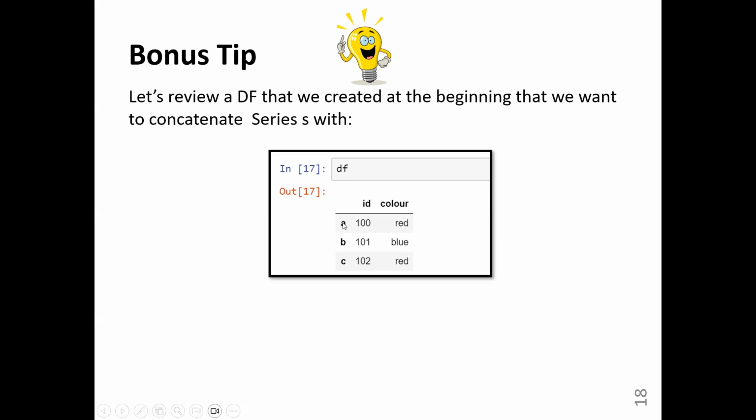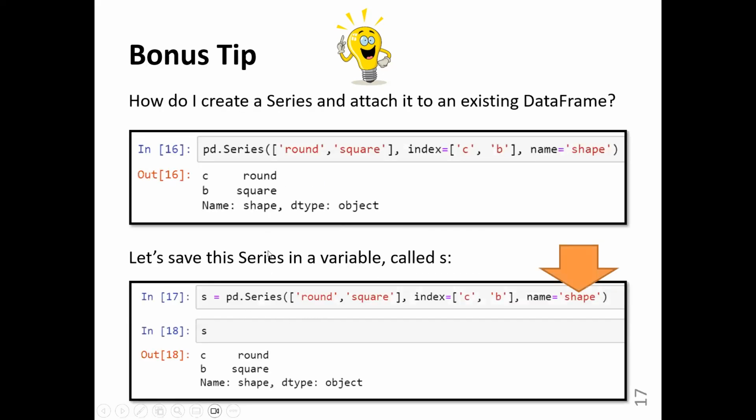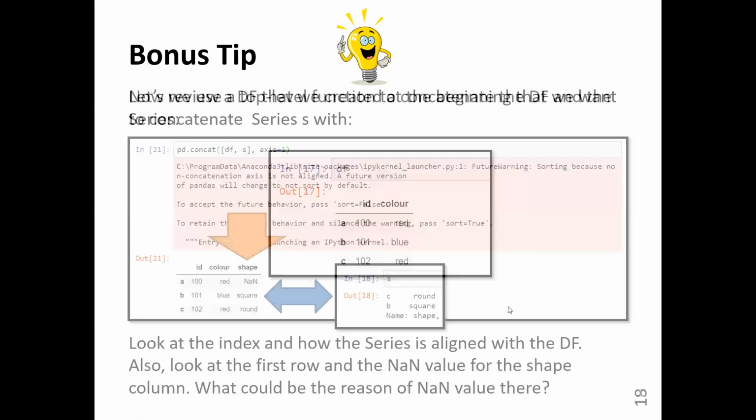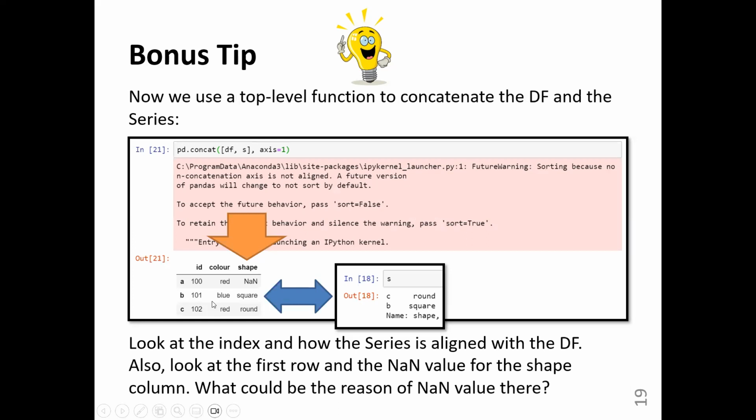Again, look at this one. The indices are A, B, C. And for the series, the indices were C and B. So what would happen is, yes, B, which was a square, is going to stay near 101 loop, because the index for that one is B as well. And round is going to stay close to 101, 102 red, because the index of that is C. And because we didn't have anything for index A, we see that there's a null value over there.